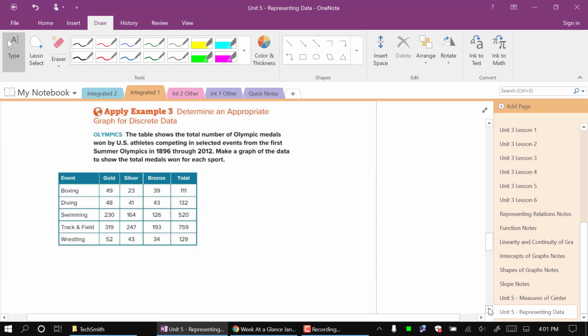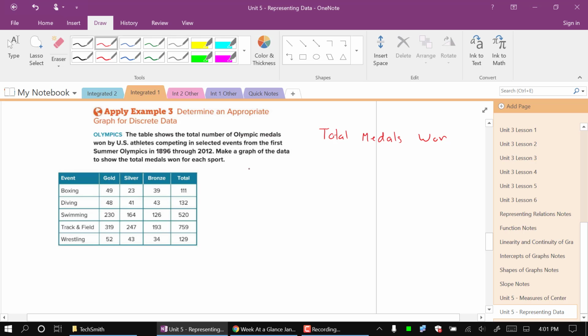So let's take a look at example 3. So we want to determine which graph to use. We're dealing with medals won in the Olympics from 1896 through 2012, and we're going to use a bar graph for this data. The reason we're going to use a bar graph is because we have categories of data, and with categories, we use bars. So we're going to do total medals won.